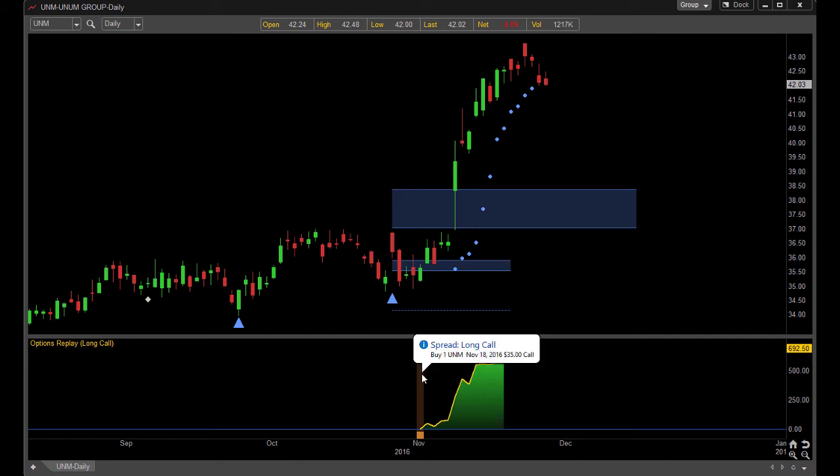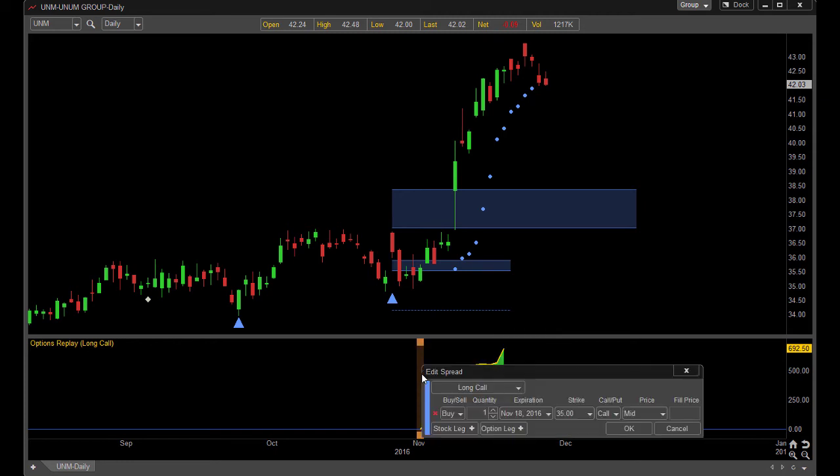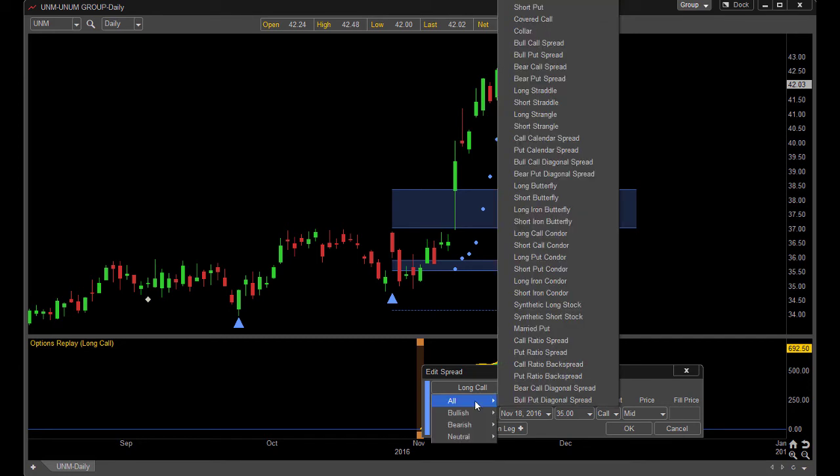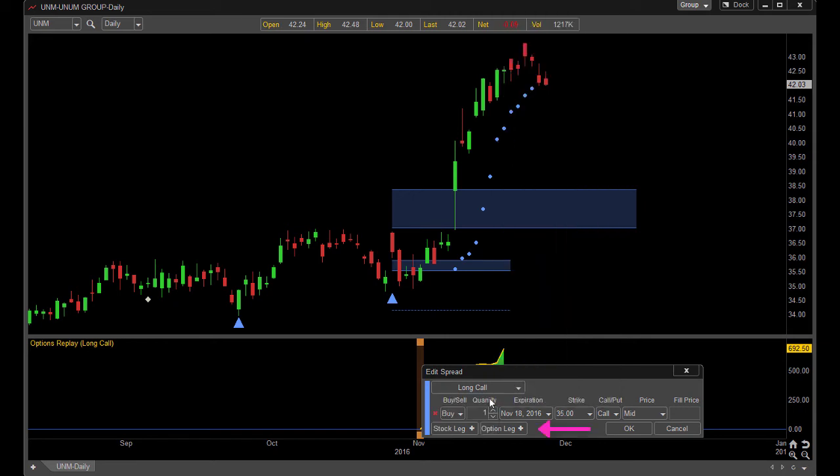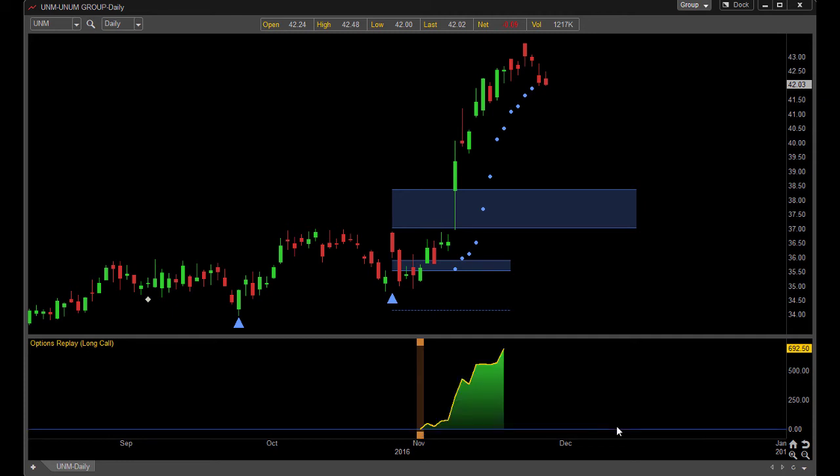You can hover the mouse to see the selected position, or you can right-click and change the month, strike. You can also select any of the 33 option spreads we support, or build your own. The option replay tool allows you to backtest option strategies for the last 5 years.